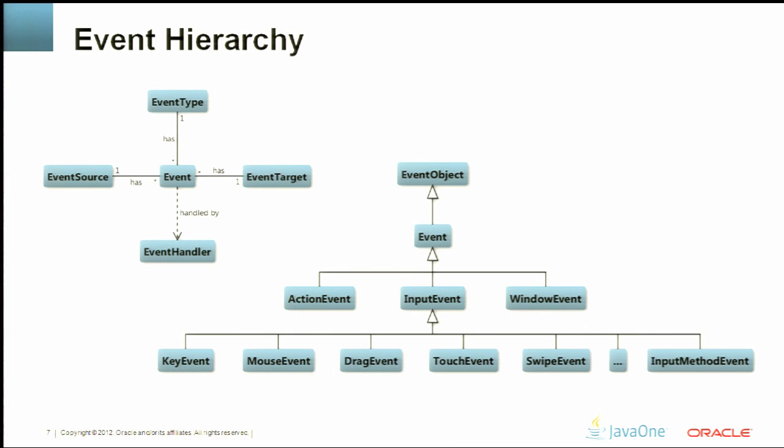Okay, so this picture shows what the event hierarchy looks like. This is only a subset of the event hierarchy. There are many more events in the system, but these are the important ones. So you see that the Event object is the base object for all events in JavaFX. Then we have InputEvent and KeyEvent, MouseEvent, and so on.